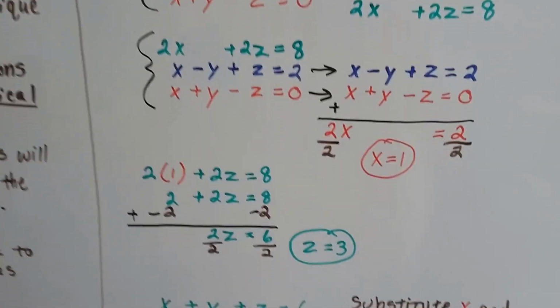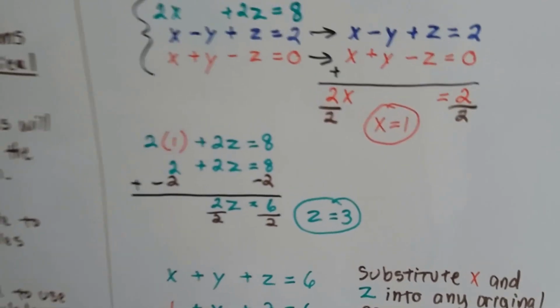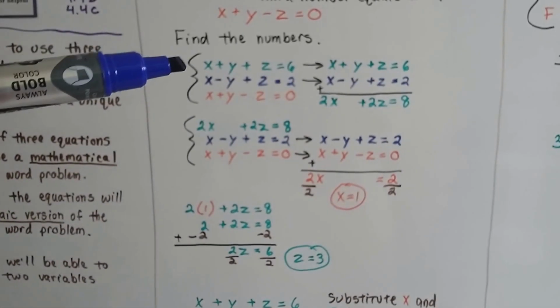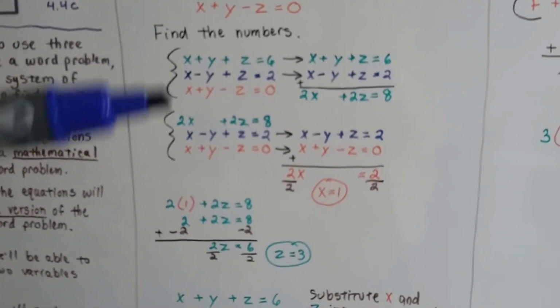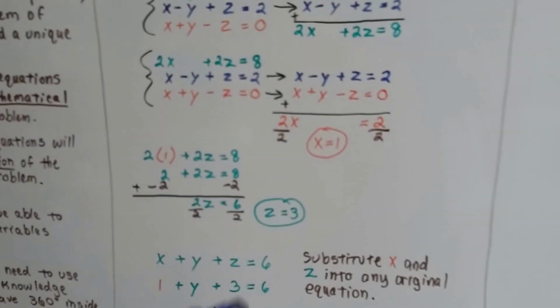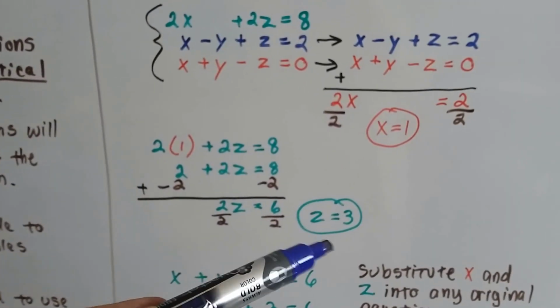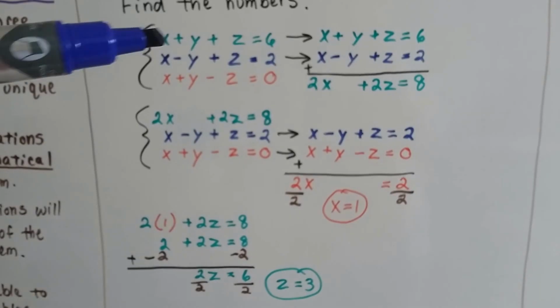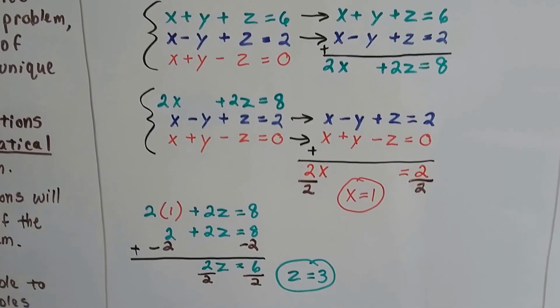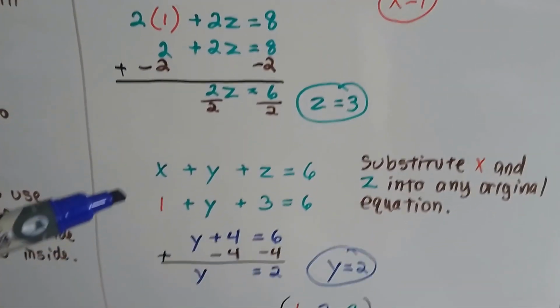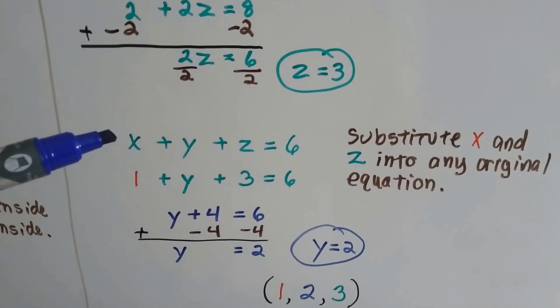You don't have to put it into the blue one. It could go into any one. So I chose to put it into the first one, x plus y plus z equals 6. And even though I've already solved for z, the green one, it doesn't matter. So I'm going to put the x and the z into this original equation, x plus y plus z equals 6.